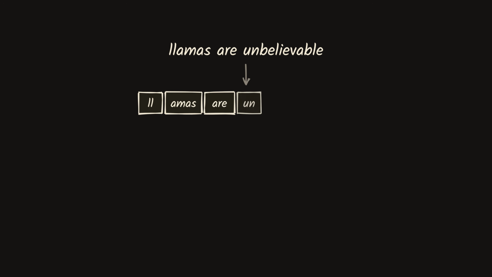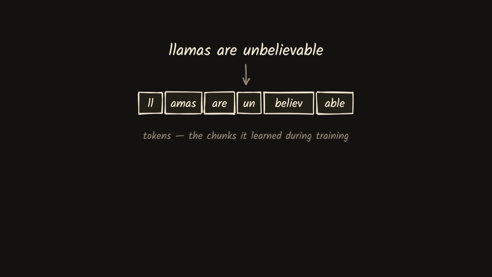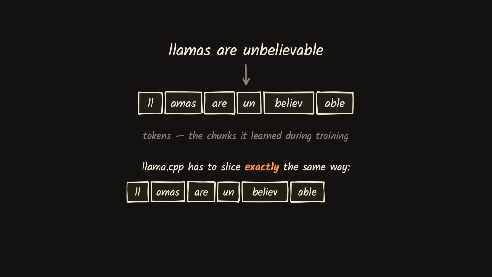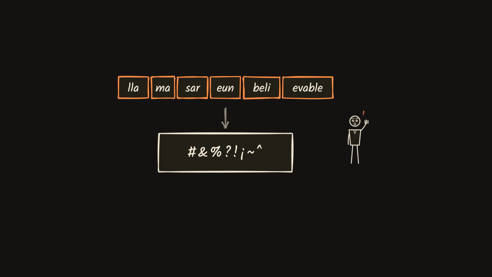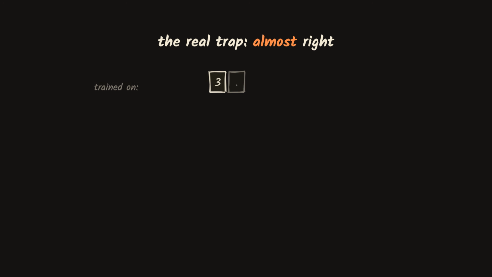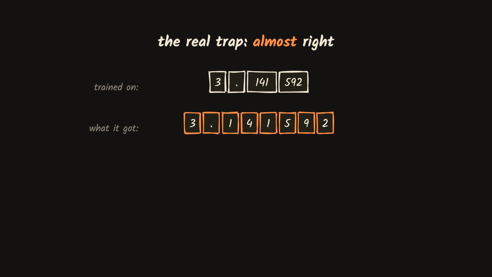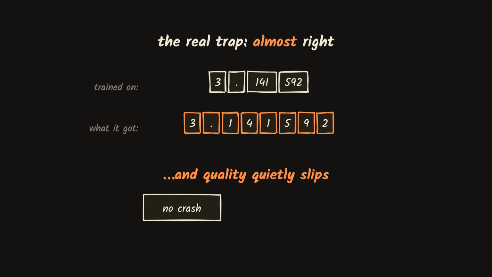Start with this. The model doesn't read letters. It reads tokens, chunks of text it learned during training, and Llama.cpp has to slice your words into exactly the same chunks the model expects. Get it badly wrong and you get nonsense. But that you'd catch. The real trap is getting it almost right. The tokens come out close to what the model trained on, but not exactly, and quality slips. No crash, no error, nothing to tell you why.